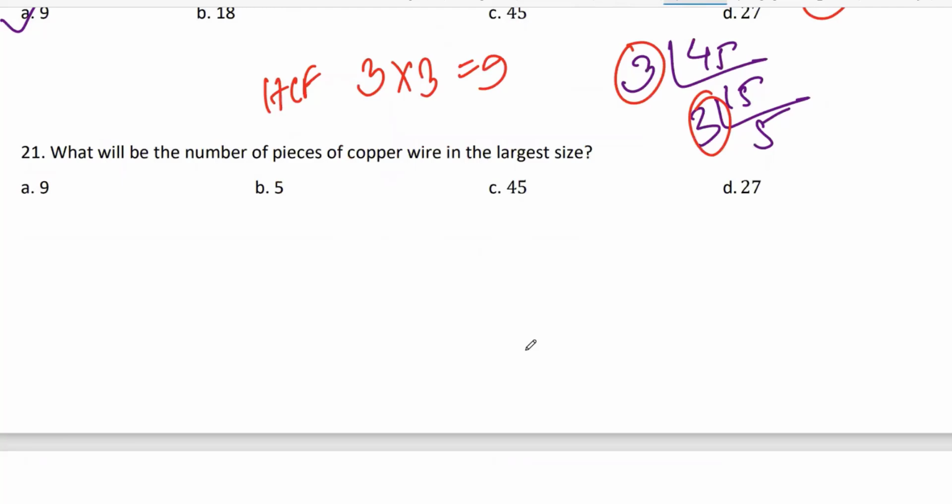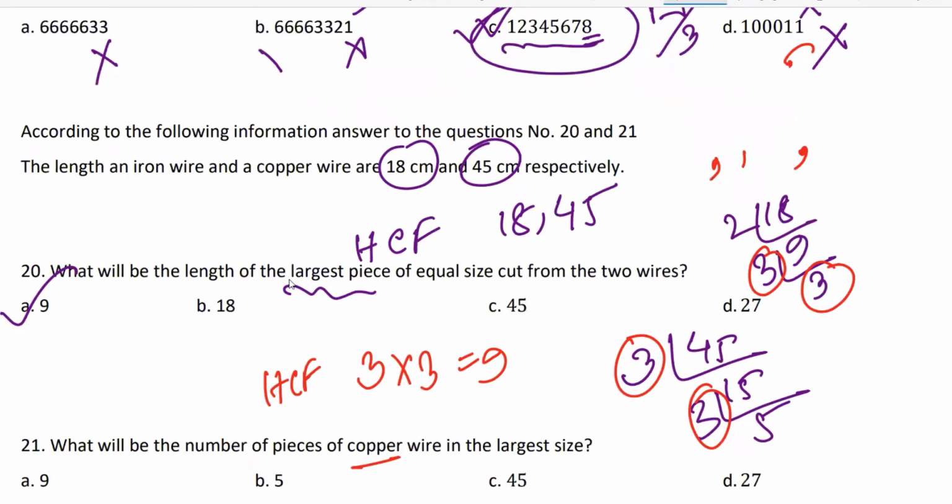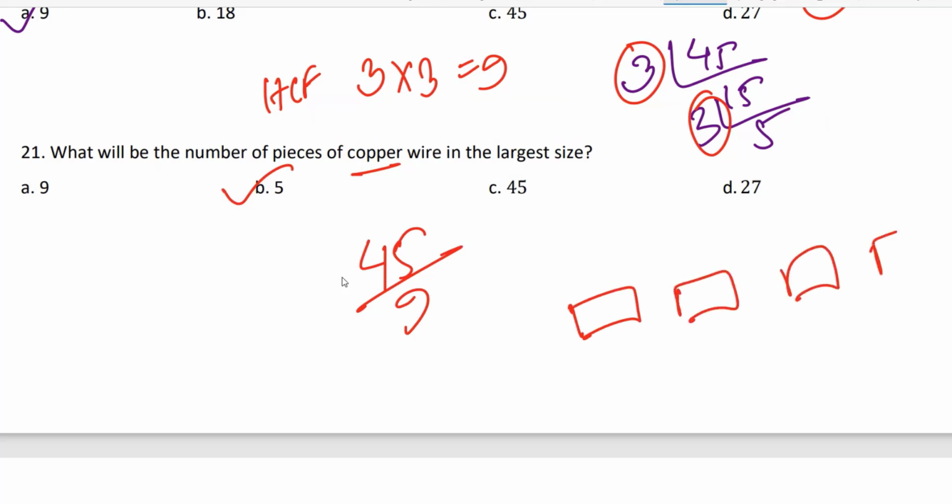What will be the number of equal pieces in the wire of the largest size? This is from the copper. So for equal-size copper, the copper length given here is 45. Now 45 divided by the HCF, that is 5. So the answer is 5. We will get 5 equal pieces of copper in the maximum size.